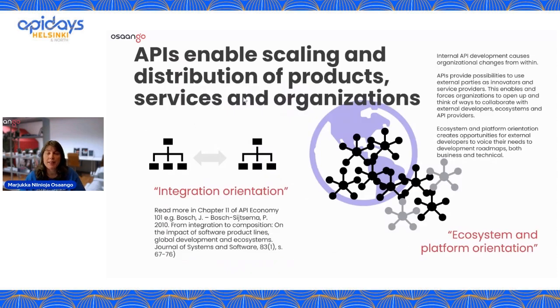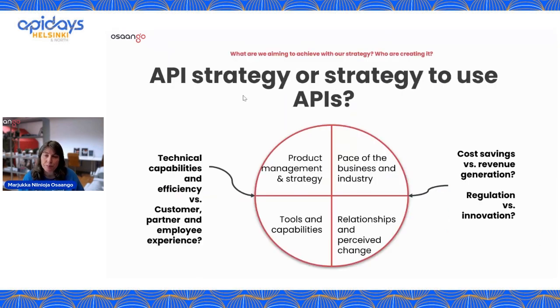Now, APIs can, of course, be used in many different ways. They can be used just as a means for integration, or they can be used as API products internally or externally for ecosystem and platform orientation. So you can distribute work and resources between teams and organizations with APIs if they are made as products, if they are productized, so to speak, if they are packaged in the right way so that it's clear what value they bring and they're easy to use.